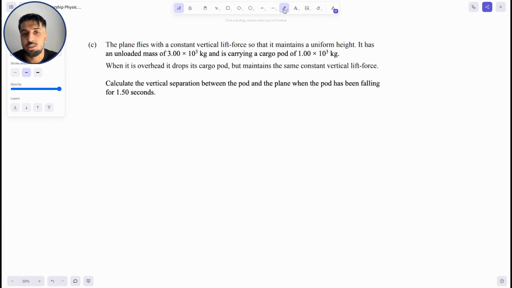A plane flies with a constant vertical lift force so that it maintains a uniform height. It has an unloaded mass of 3,000 kgs and is carrying a cargo pod of 1,000 kgs. When it is overhead, it drops its cargo pod but maintains the same constant lift force. Calculate the vertical separation between the pod and the plane when the pod has been falling for 1.5 seconds.